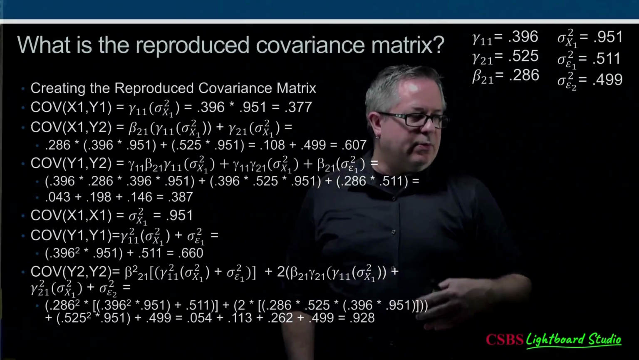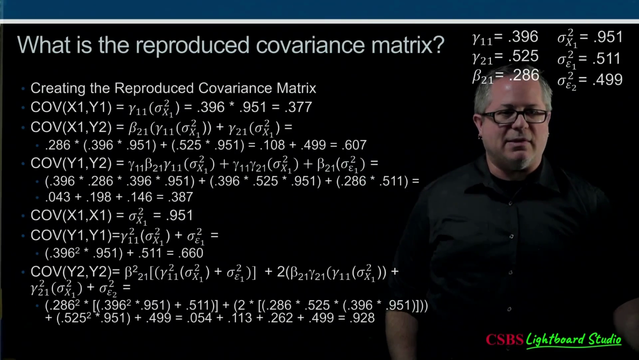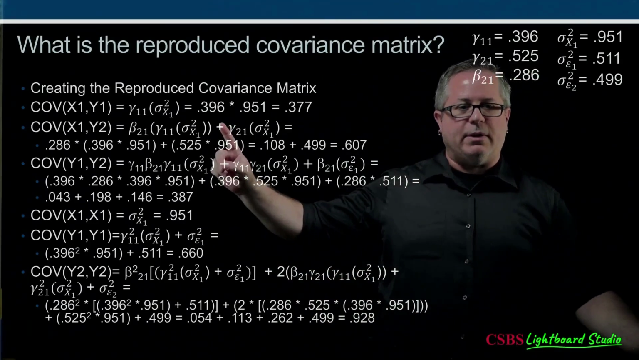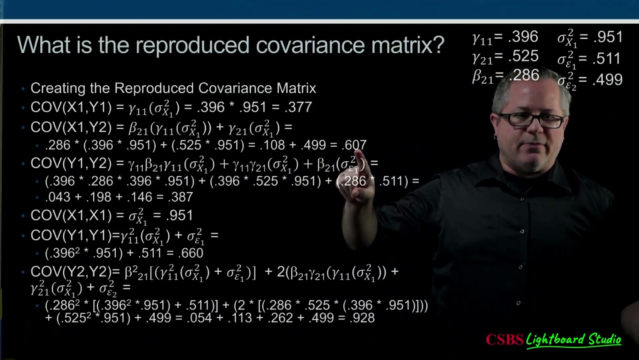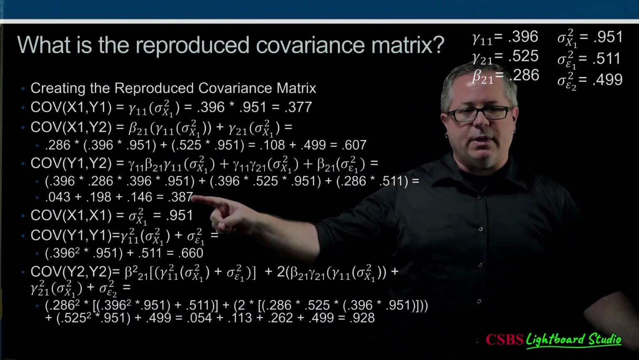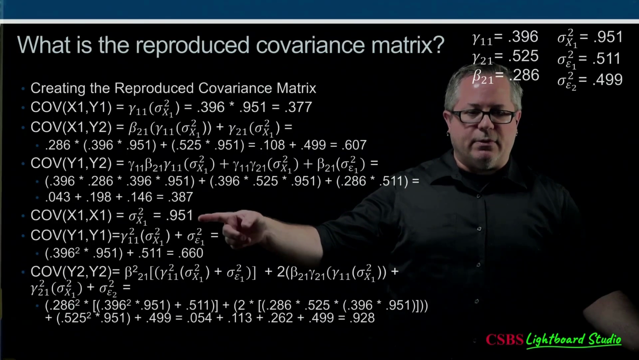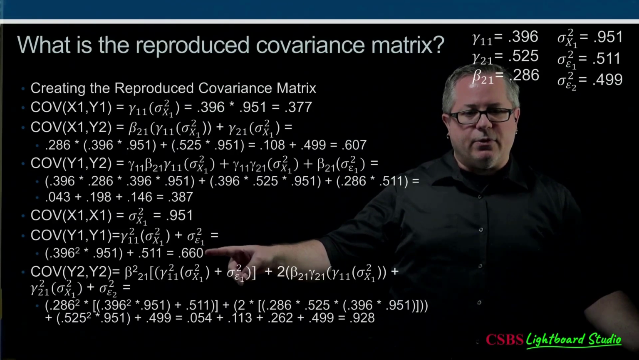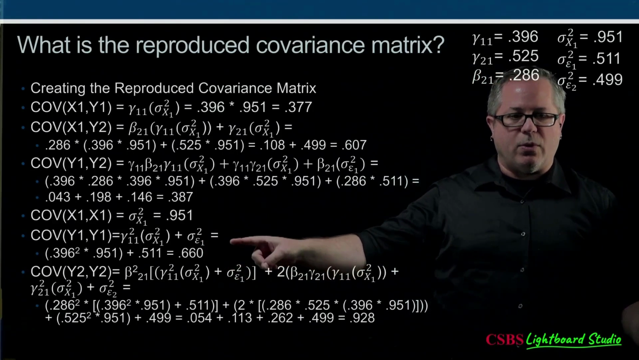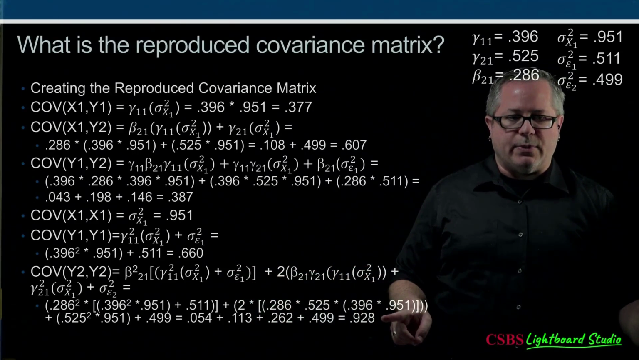Everything we did is reproduced here, just in case my handwriting is too messy to go through, but everything's going to multiply through, right, to 0.377. We got 0.607 before, we got 0.387. The variance here is just sort of calculated. We don't have to estimate really anything. 0.660 for the covariance of, or the variance of y1. And then the last sort of crazy one, 0.928.